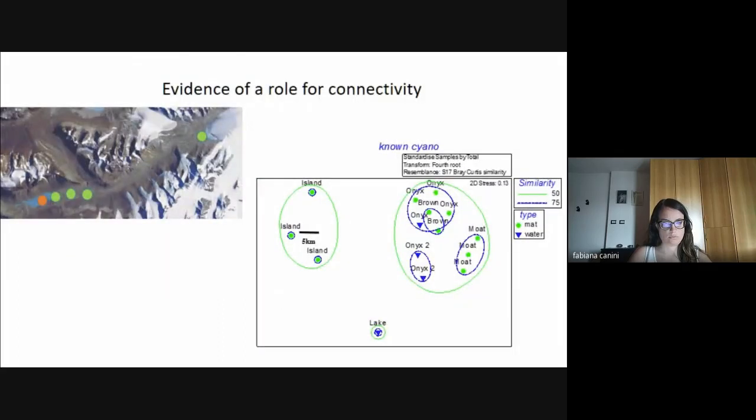So let's first look at our evidence for connectivity amongst these hydraulically connected systems. The green dots here represent the cluster of points over on the right-hand side of this NMDS plot. So this basically shows the similarity of microbial communities. This is focusing on cyanobacterial communities in this case, the similarity of those to each other in this two-dimensional plot. The closer they are, the more similar they are.